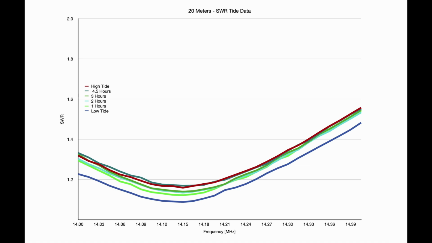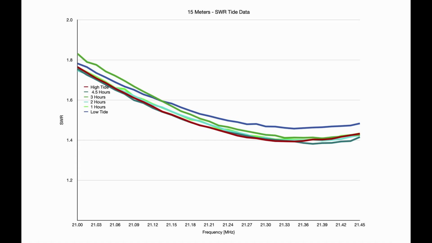The 20 meter band is much different, isn't it? So the low tide actually has lower SWR, but also maybe a little lower frequency. But overall, again, not much change, but there is some variation.